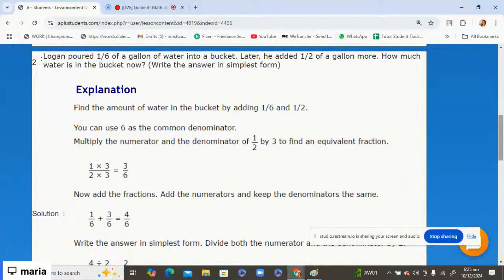How much water is in the bucket now? So it means 1/6 and 1/2. It's 1/6 of a gallon of water into a bucket and 1/2 of a gallon more. So it means that we are going to add up both, 1/6 and 1/2.